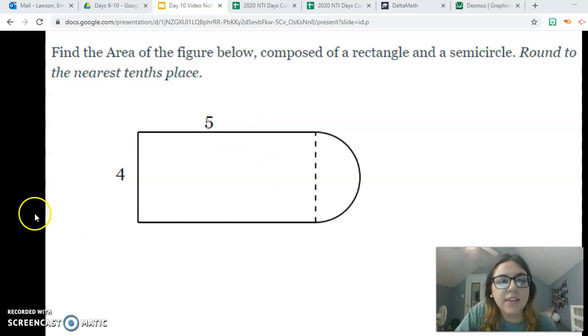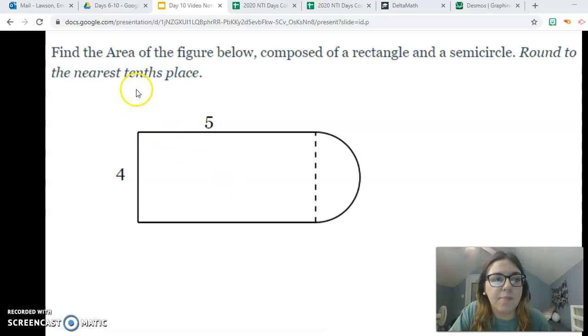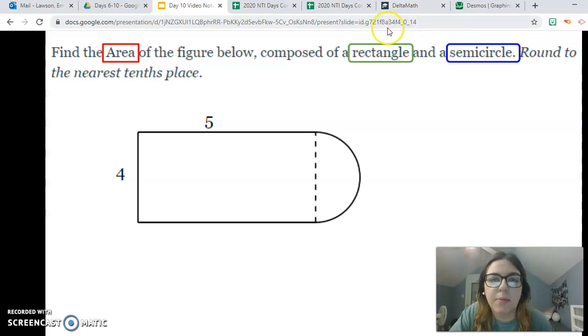Okay, so this is an example problem of what you may see today on Delta Math, and like we said, we are going to be talking about area. So we're still dealing with area, and we're going to have to deal with area formulas. That was on day 6 and day 8, if you want to go back and look at those. This shape is made up of a rectangle and a semicircle. So those are the two area formulas we're going to have to deal with. For a semicircle, we're just going to worry about a circle.